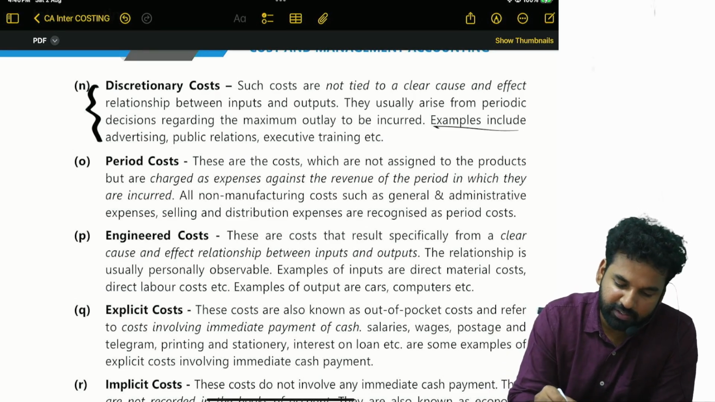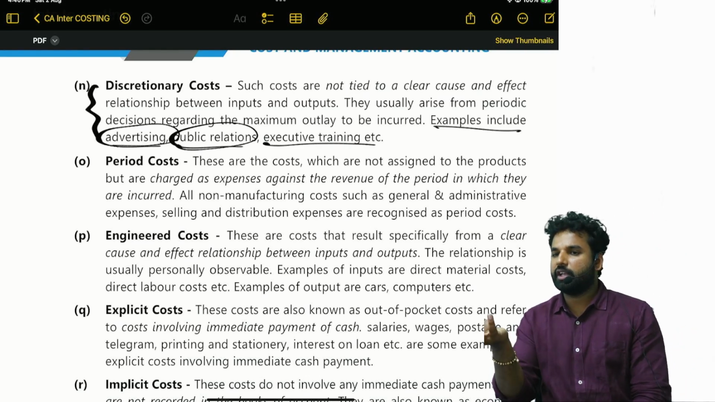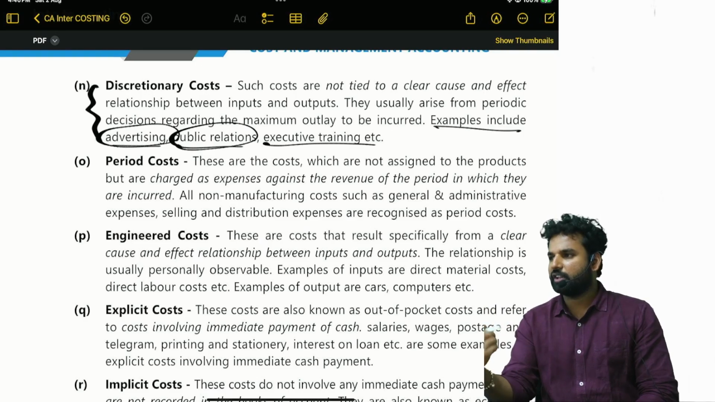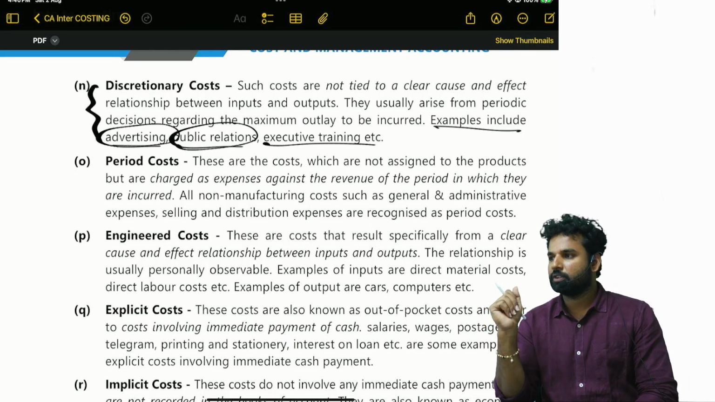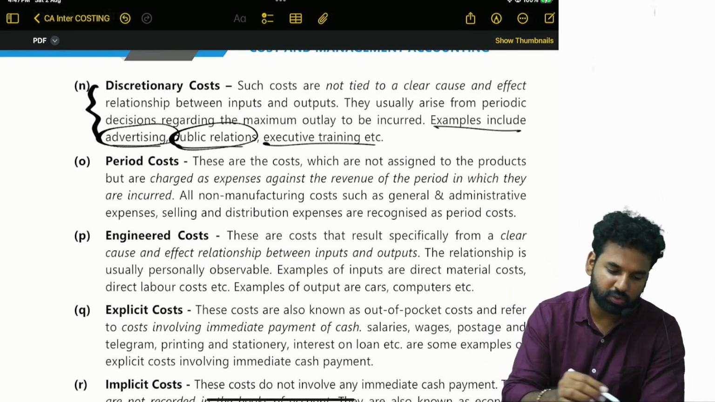Examples include advertisement, public relations, or executive travel. Let's say there is an entertainment cost. Entertainment cost means somebody is coming to your office or visiting the factory. You can offer them water or tea or lunch, but you need not offer. It is not compulsory. So that is a discretionary cost. Hospitality cost: how much hospitality will you give? You may keep quiet with a water bottle, or you will offer lunch, or arrange another entertainment activity. That is what is called discretionary cost.